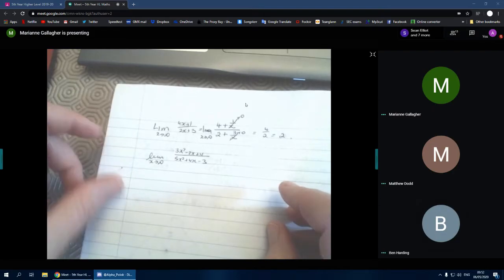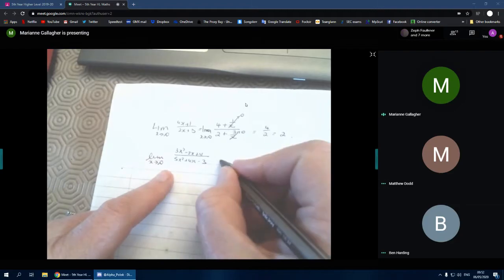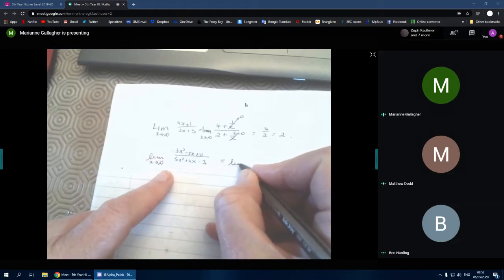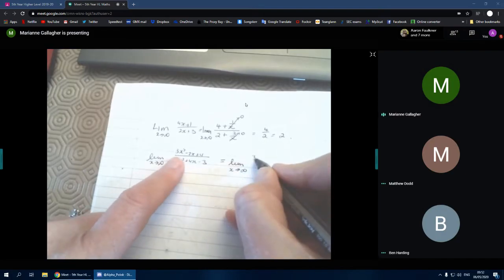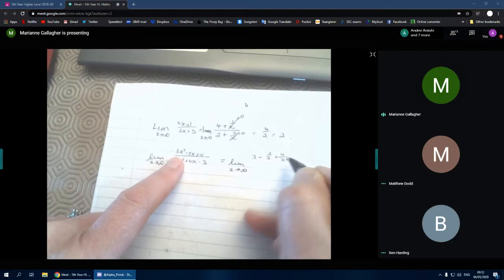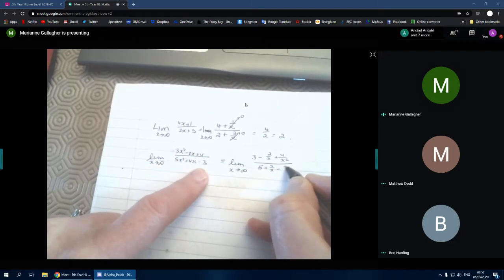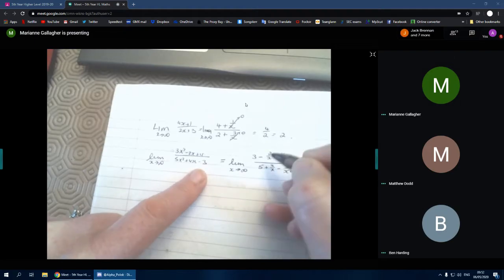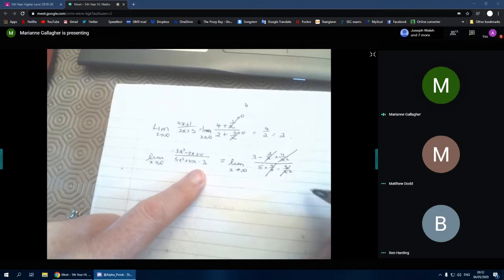And then this one here, I'm going to divide everything by x squared. So that's going to be the limit as x tends to infinity of 3 minus 2 over x plus 4 over x squared, over 5 plus 4 over x minus 3 over x squared. That's gone to 0, that's gone to 0, that's getting close to 0, that's getting close to 0, and I'm just left with 3 over 5.